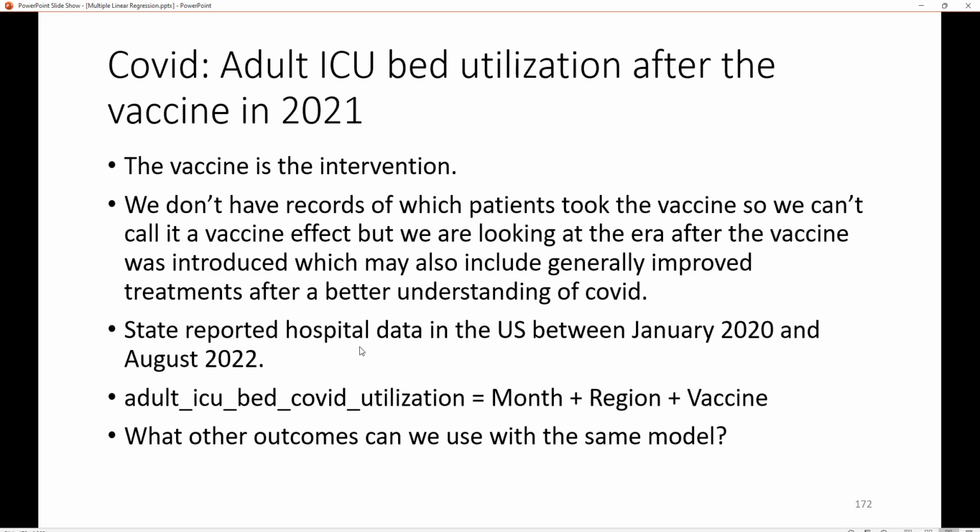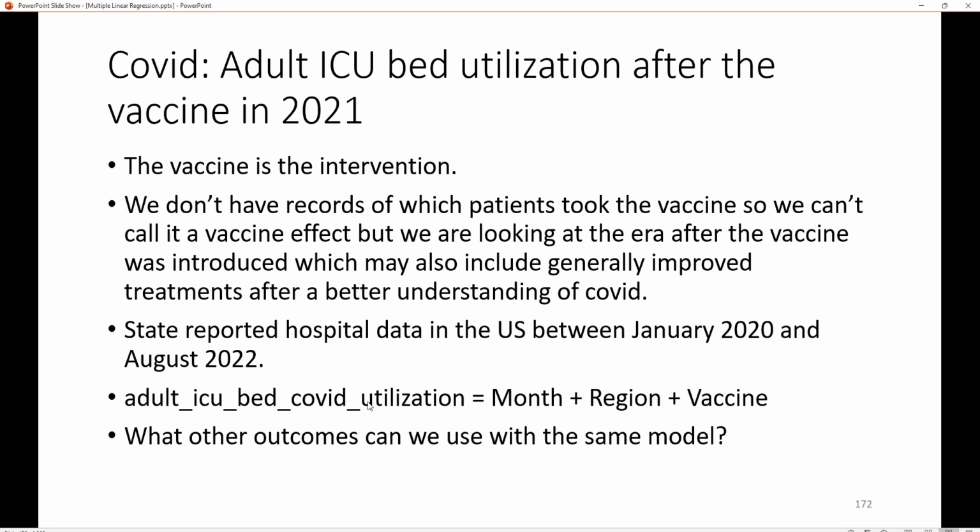We will use state-reported hospital data in the U.S. between January 2020 and August 2022. Our model is the adult ICU bed COVID utilization variable equals month plus region plus vaccine. Our model is the added effects of month, region, and the vaccine era.